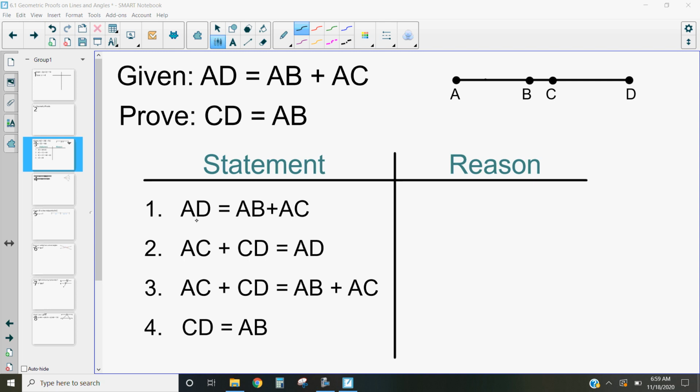So they say segment AD is equal to AB plus AC. Well, how do we know that that's true? Well, that's something that was given to us, right? They told us at the very beginning here that AD is the same as AB plus AC.